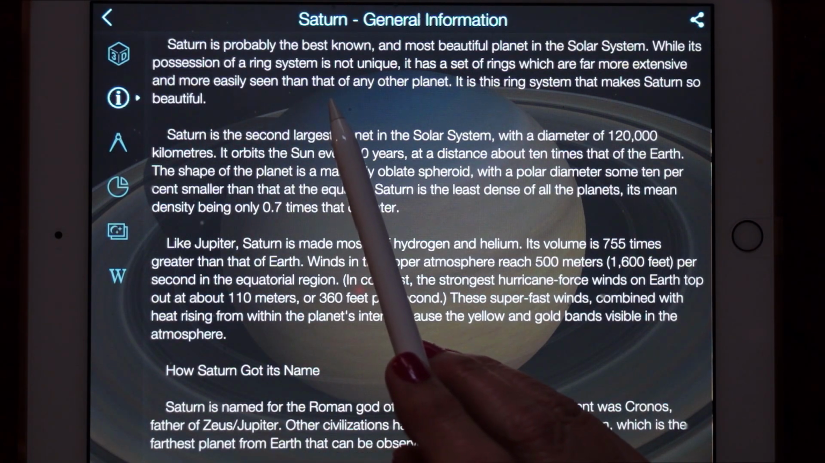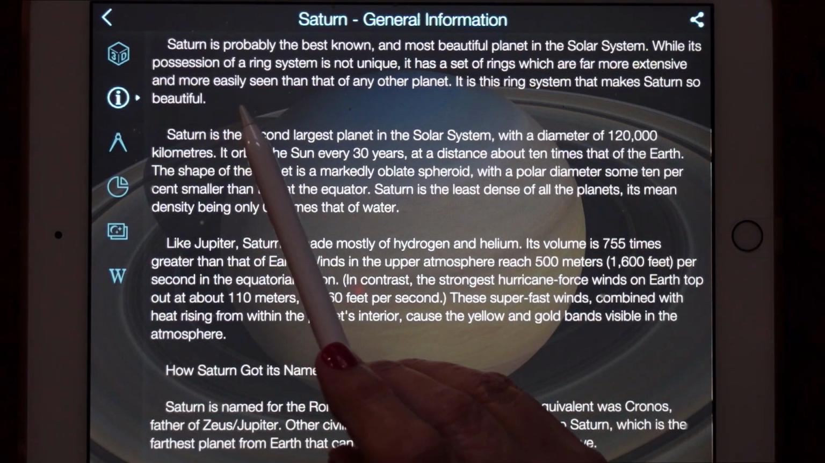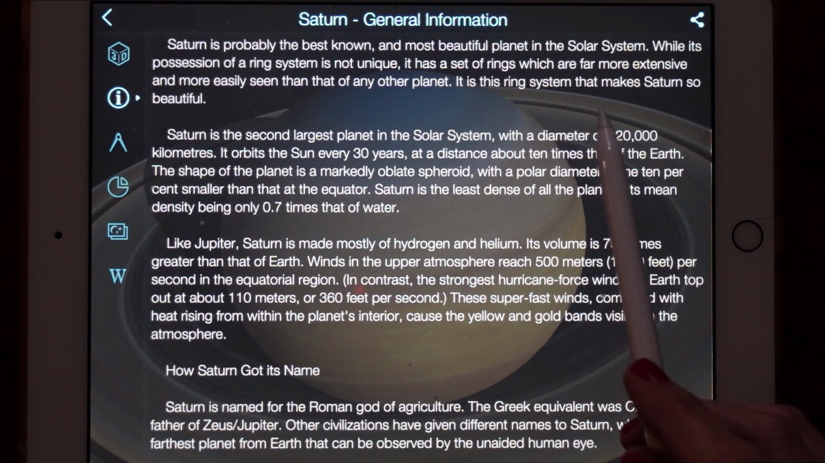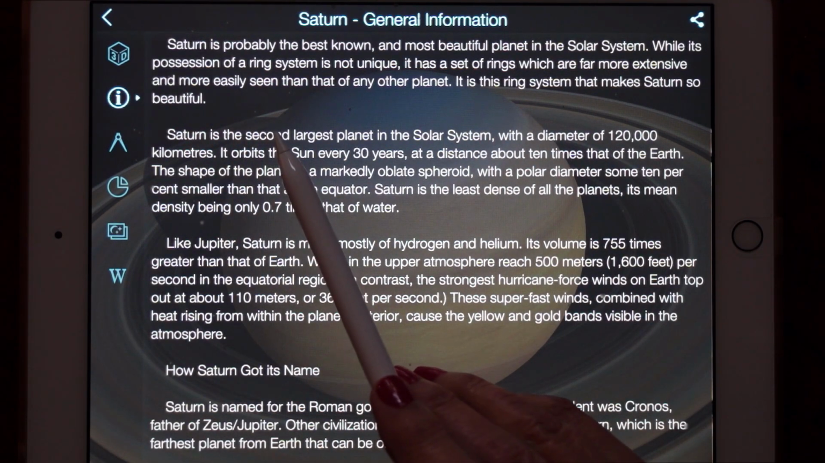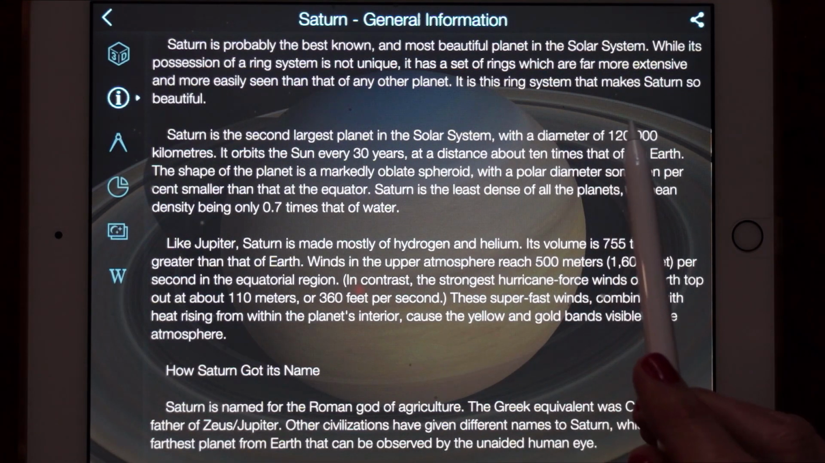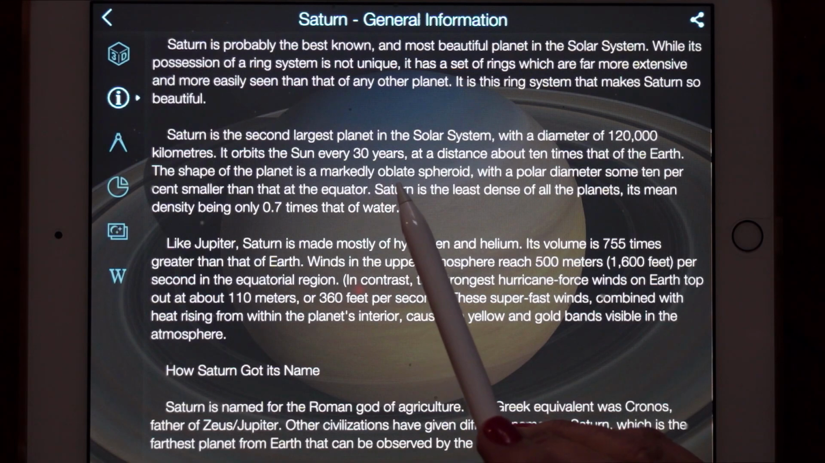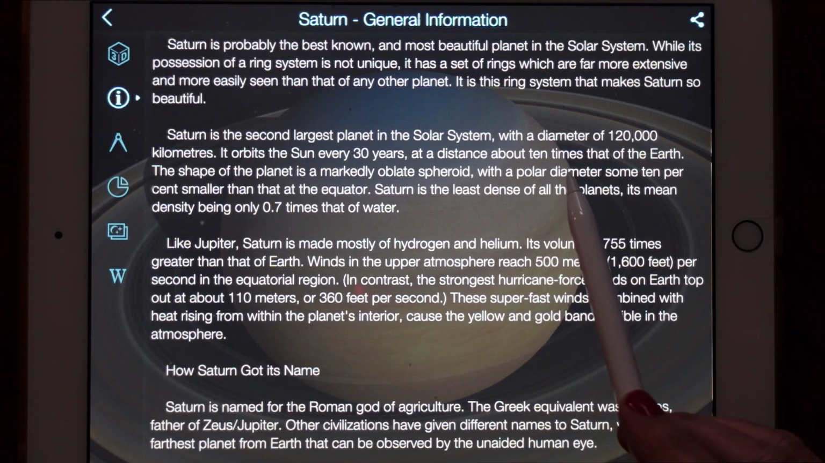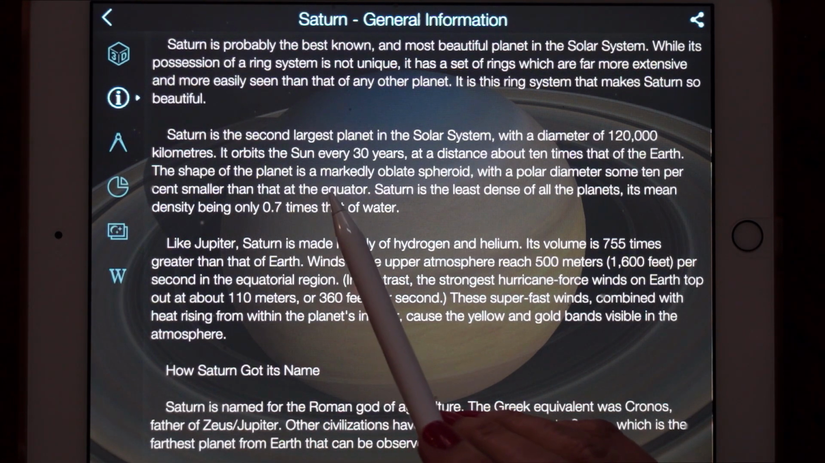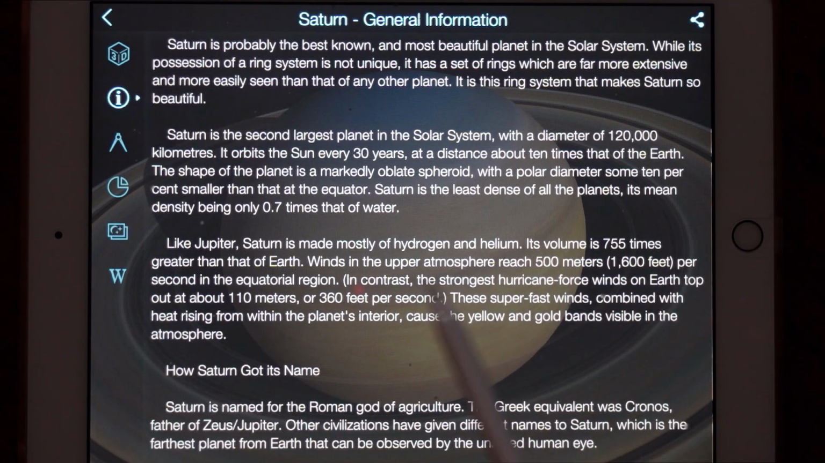Saturn is probably the best known and most beautiful planet in the solar system. While its possession of a ring system is not unique, it has a set of rings which are far more extensive and more easily seen than that of any other planet. It is this ring system that makes Saturn so beautiful. Saturn is the second largest planet in the solar system, with a diameter of 120,000 kilometres. It orbits the Sun every 30 years at a distance of about 10 times that of the Earth.